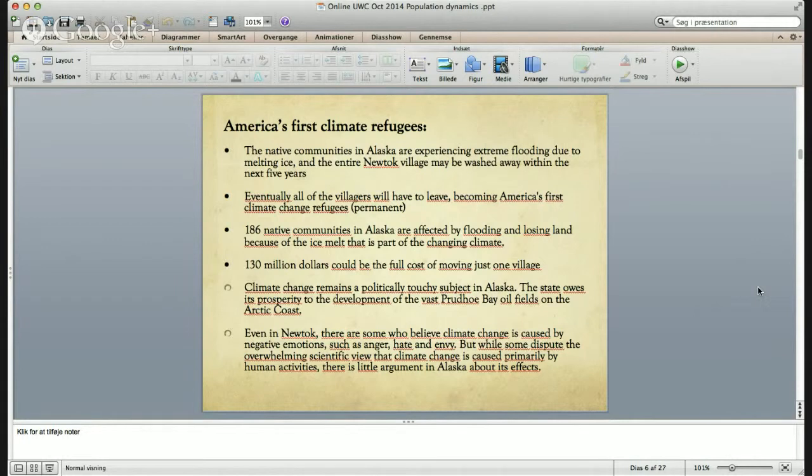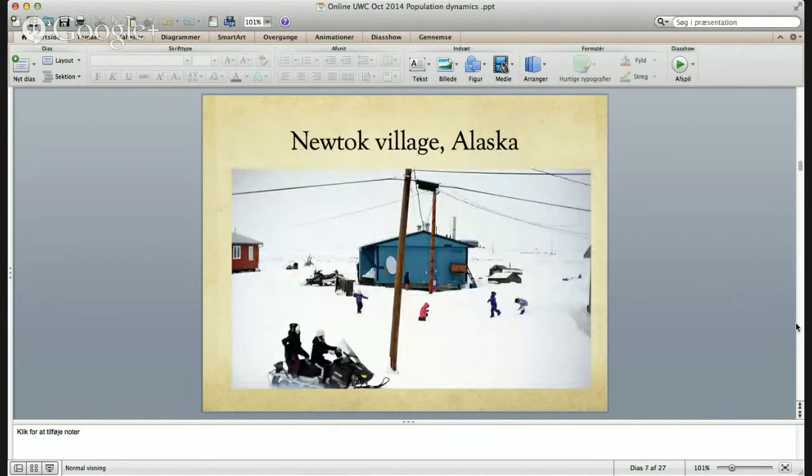Some people say that might be due to their dependence on oil. And again, there is also a cultural dimension, because even in the Newtok village, there are some people who believe that climate change is caused by negative emotions such as anger, hate, and envy. So again, there are obviously a lot of forces at play here, and I thought it was interesting to bring in a perspective from somewhere else. And here is a picture of the village. If you didn't have a chance to go through their photo gallery, I strongly recommend the short video. I thought that was very interesting to see.